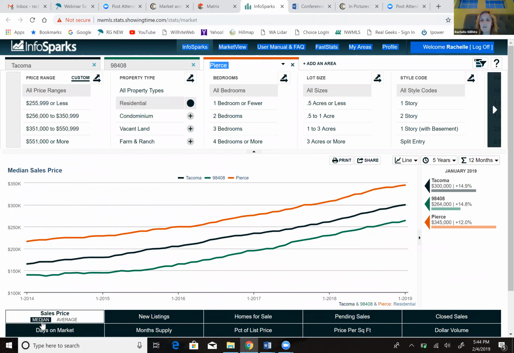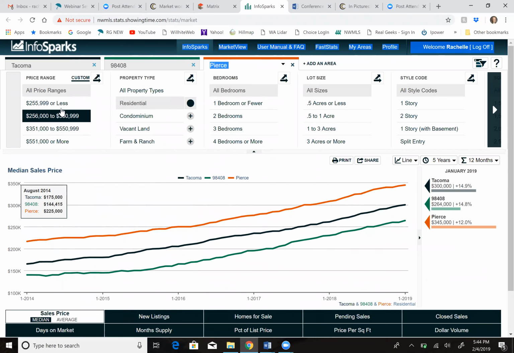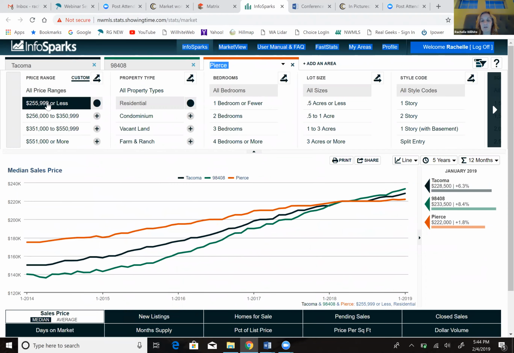So I'm looking at median price. I've segmented my price ranges. I'm really interested in this 255 or less because of that one client that we have looking, and things are going, I mean, I think we're on our fourth or fifth offer right now, Chris. It's pretty sad. Yeah. We can't get her a house.